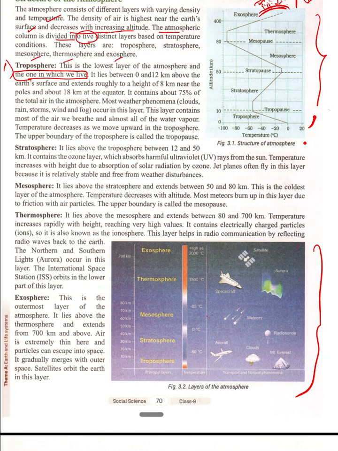So, immediately on the earth's surface, which layer is there? Troposphere is there. It lies between 0 to 12 kilometers above the earth's surface and extends roughly to the height of 8 kilometers near the poles. Suppose you all know poles. See here, earth, here the poles will be there. It extends up to 8 kilometers.